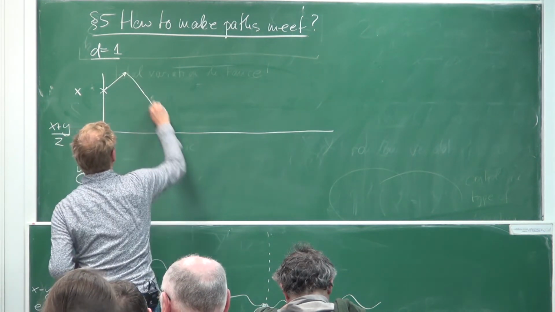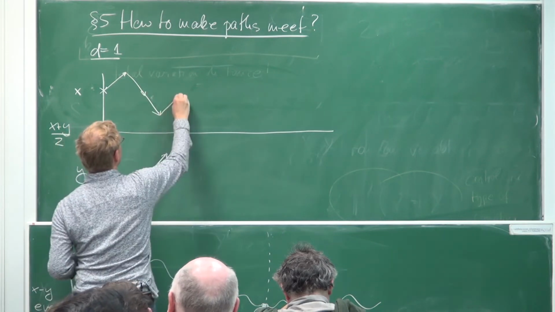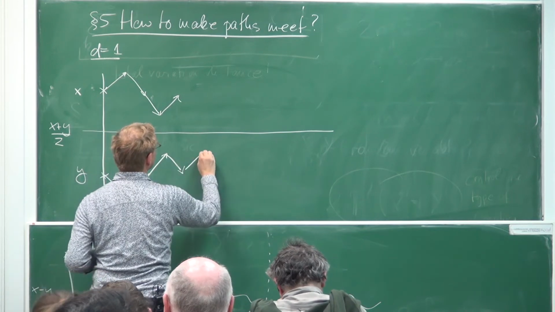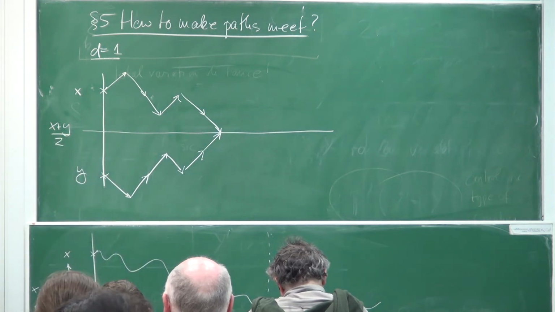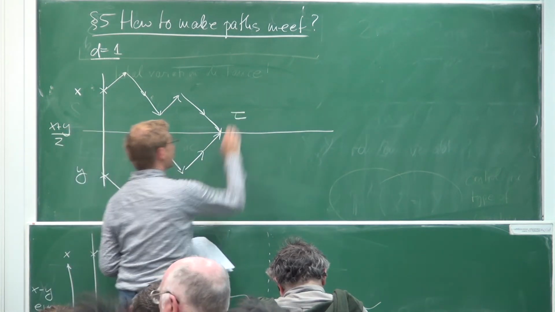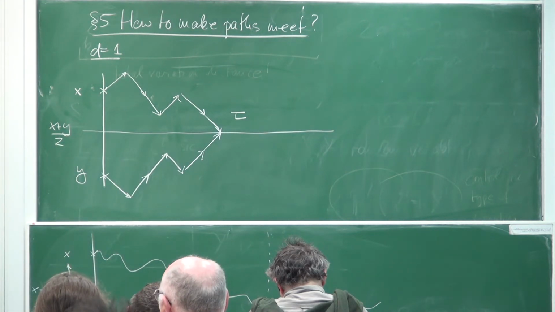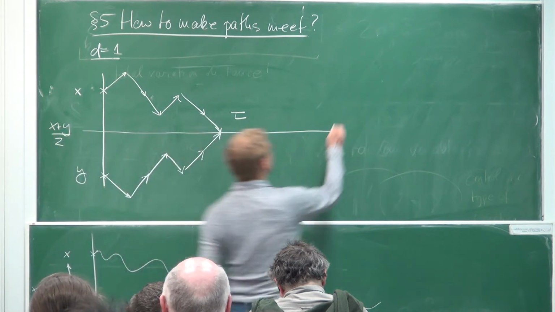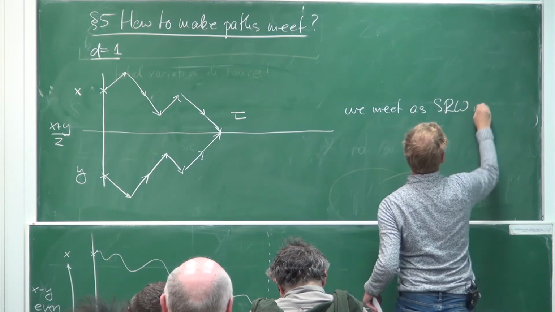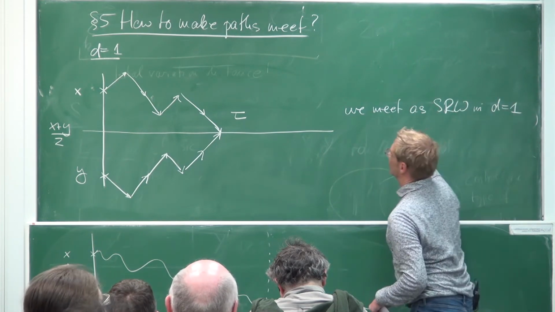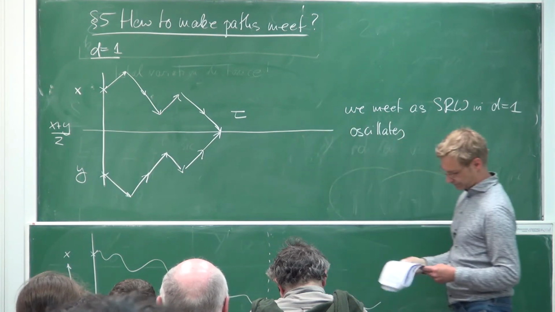So there would be 2 down. That would mean 2 up here. Up, down. In the end, they would meet in that plane or in that hyperplane. Tau. And why is tau almost surely finite? Because my random walk oscillates. It's recurrent. So we meet. The random walk in dimension 1 oscillates. Okay.